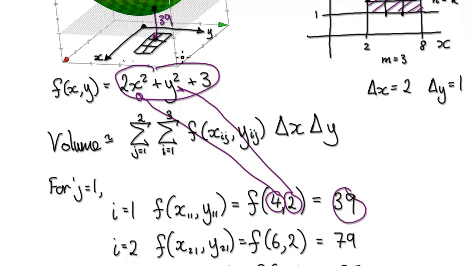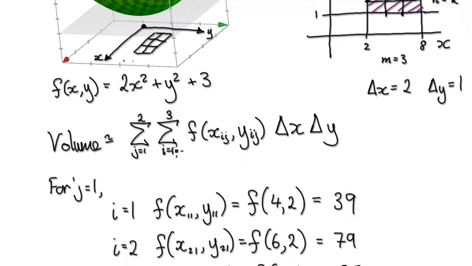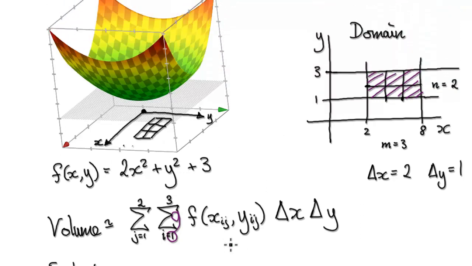So this has a height of 39. And remember, i gets incremented by 1. So the next one will be i equals 2. So this will be 2, 1, 2, 1. So what does that mean? So what that means, this, hang on.